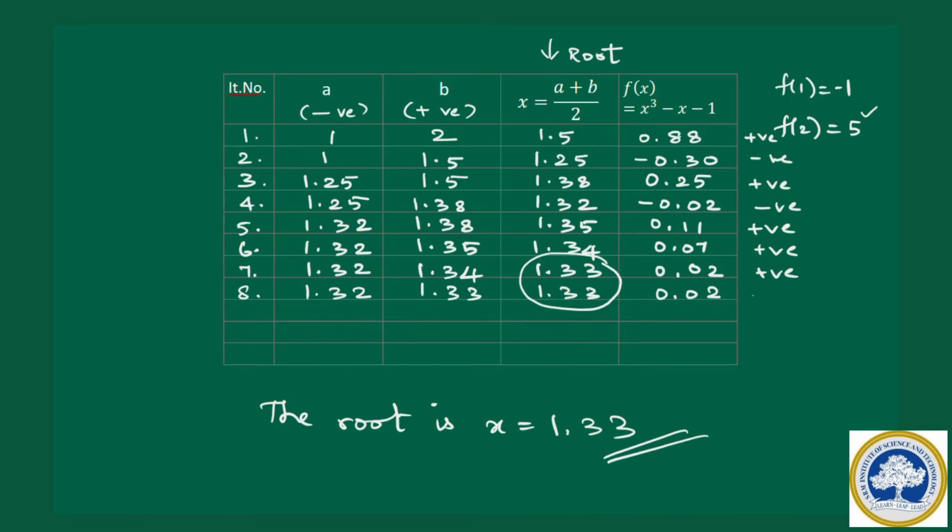For your convenience, here we can write positive, negative like this, so that based on this positive and negative we have to change the value of a and b.